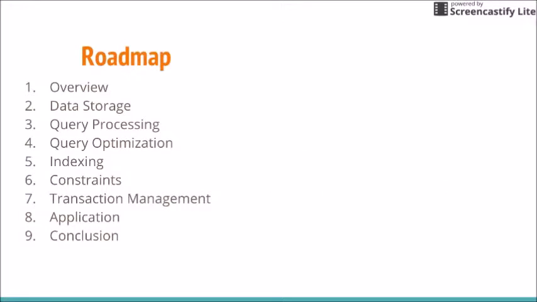Looking at the roadmap for today's presentation, we will give a brief introduction on Neo4j, followed by a discussion on how data is stored in the database, then moving on to query processing and query optimization. We will also talk about important aspects of a database management system, such as indexing, constraints, and transaction management. We will demonstrate our application using some screenshots and conclude our presentation with a video demonstration of our application, which will give some insights on the backend and frontend integration as well as data storage and retrieval in Neo4j.